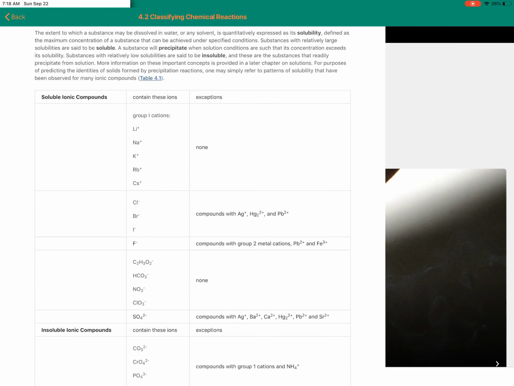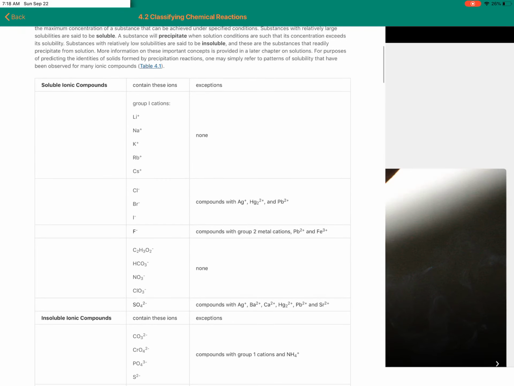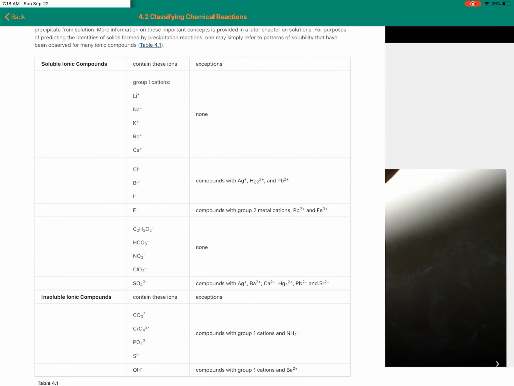We know that we're looking for calcium carbonate and sodium carbonate. So we have to come down here, and we have our top part, which is soluble ionic compounds, and then insoluble ionic compounds at the bottom. If we look in the second column, carbonate, CO3 2-, is in the very last half of table 4.1, and it says that it is going to be insoluble except for compounds with group 1 cations and ammonium. So this is our +1 cations.